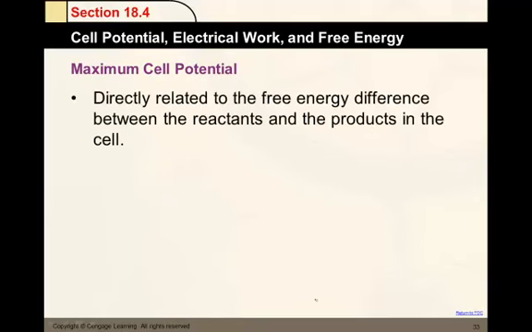And then free energy, directly related to the free energy difference between the reactants and the products in the cell. We can calculate the spontaneity of a particular reaction by this formula, delta G equals minus nFE, where F is a Faraday. It's how many coulombs per mole of electrons can flow, and that's 96,485. You should find that on your cheat sheet because that is given to you. n is the number of moles.